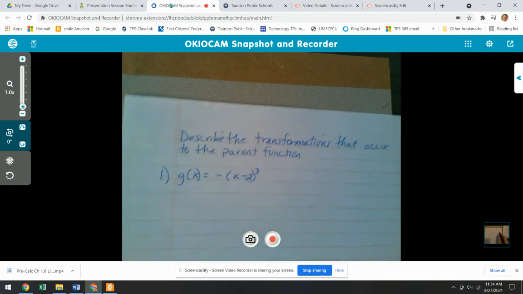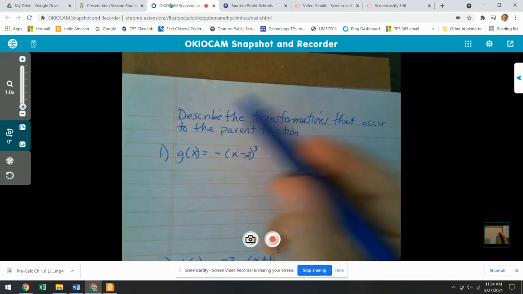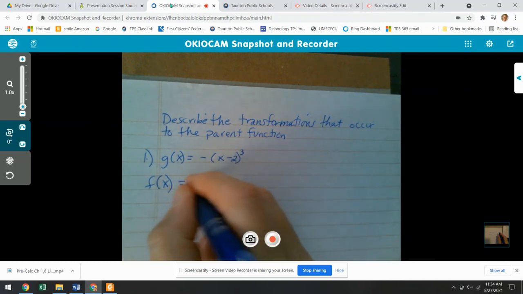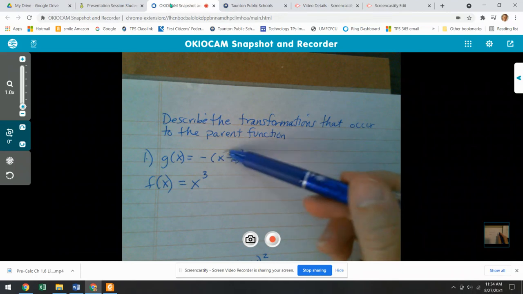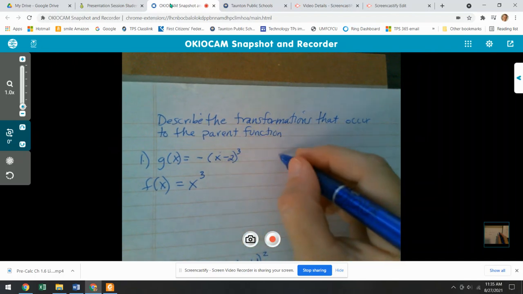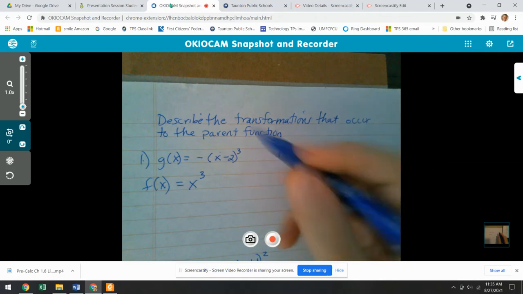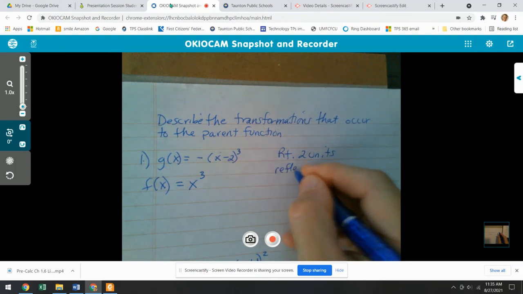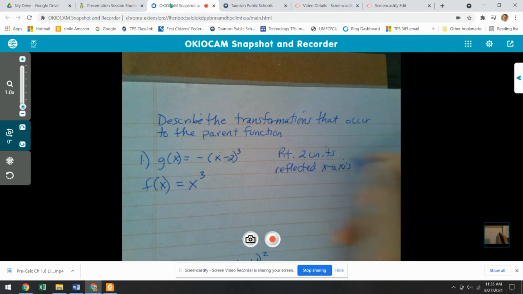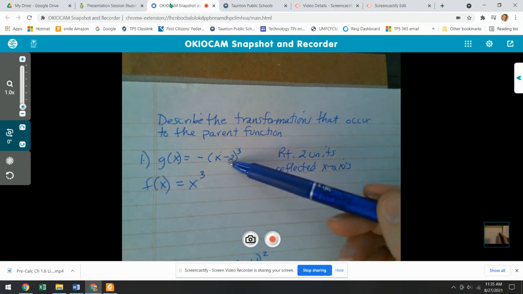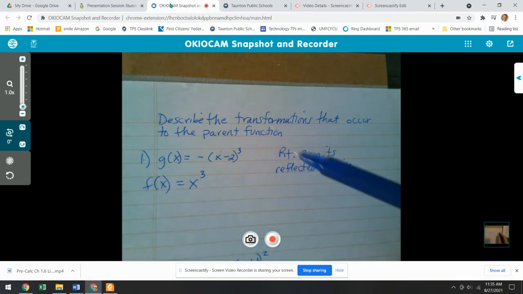Describe the transformations that occur to the parent function. So first of all, our parent function is f of x equals x cubed. When I look through, I can see I have a minus 2. This is how I process it. Some of you won't need to do this, but I need to think, in my head, what happened? We went right 2 units. That's from the minus 2. This here puts the negative sign out front, so it gets reflected over the x-axis. Those are the things that I need to keep track of. The cubed was just part of our parent function, so don't be thrown off by that. The minus 2 is in the parentheses, so it's going to move it right. So that is the transformation that happened to the parent function.